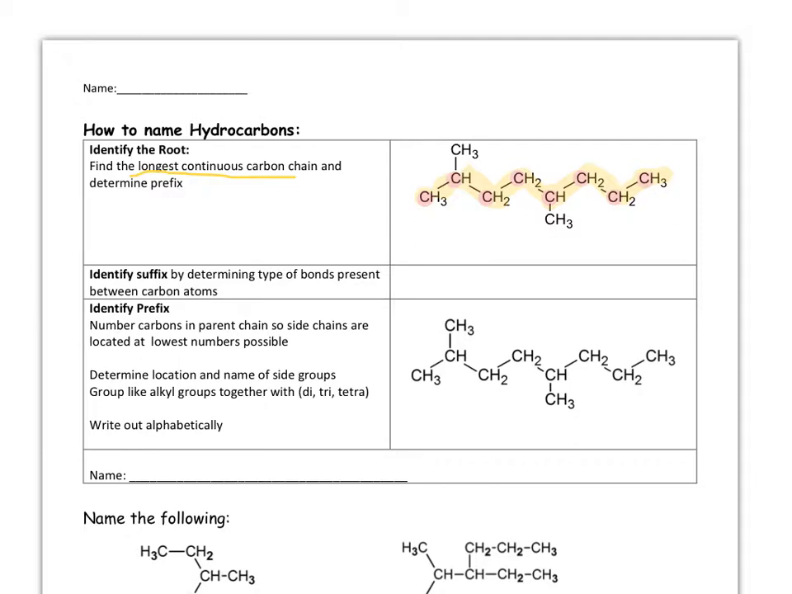So we have 8 carbons, so this is going to be the prefix oct. Our next step is we figure out the suffix by looking at number or types of bonds. And for this one, we only have single bonds, so this is going to be an octane. Our next task is to look at our branches. So we have a CH3 here and a CH3 here.